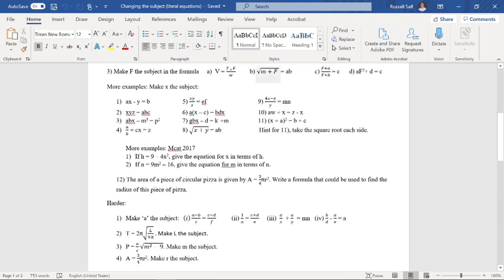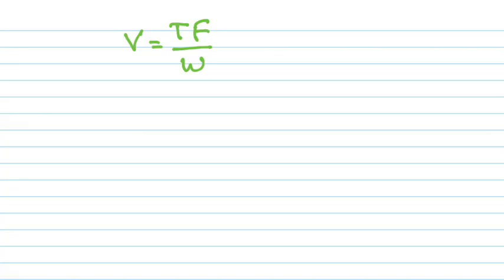We'll look at a couple of these because they look worse than these down here, I think. Okay? So let's look at that one. In all of these, we want to make F the subject. I'm going to write it down, and then I'll transfer it over to notebook paper so it's not quite as ugly. So we have V equals TF over W.